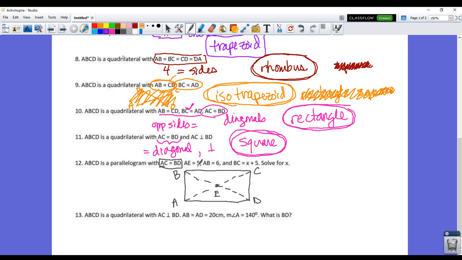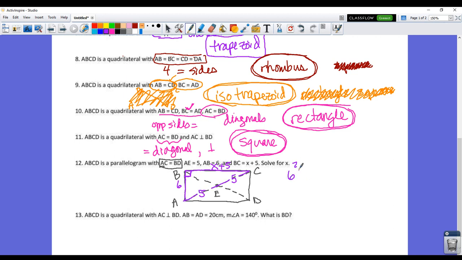So now let's put in your values. We have A to E is 5, A to B is 6, and B to C is x plus 5. One of the properties of a rectangle is that the diagonals bisect each other. So if A to E is 5, that means E to C is 5. Another property of a rectangle is that it has a 90-degree angle in the corner. So we have ourselves a nice right triangle with a side of 6.